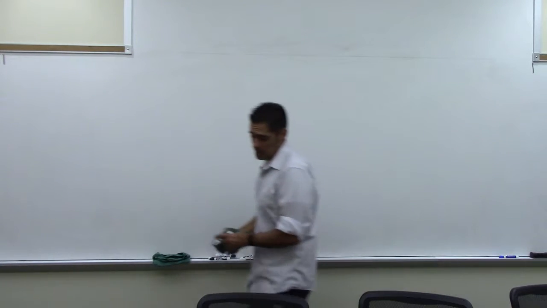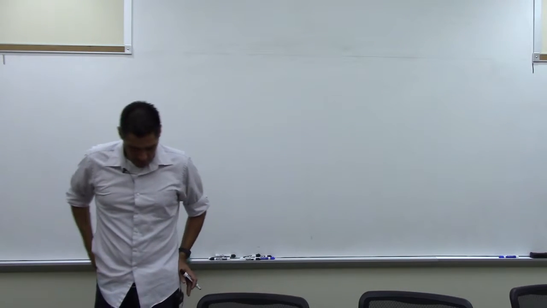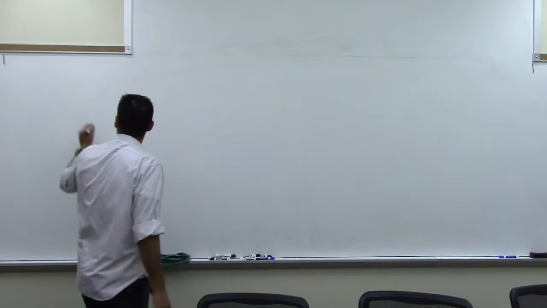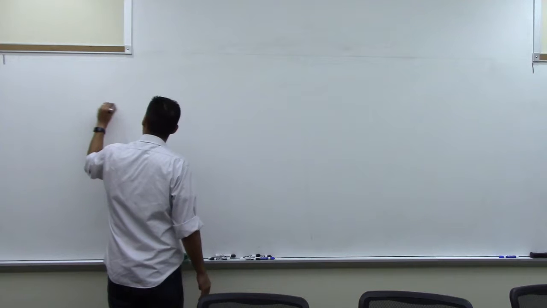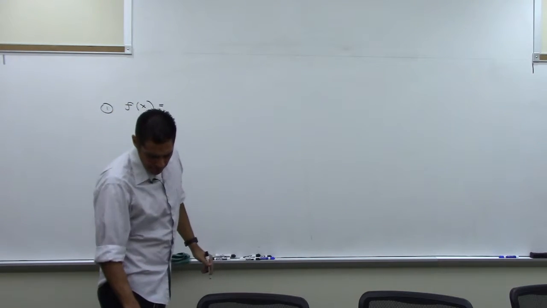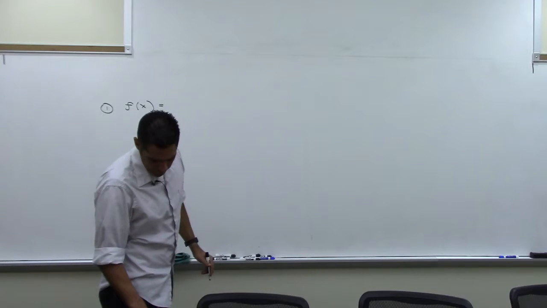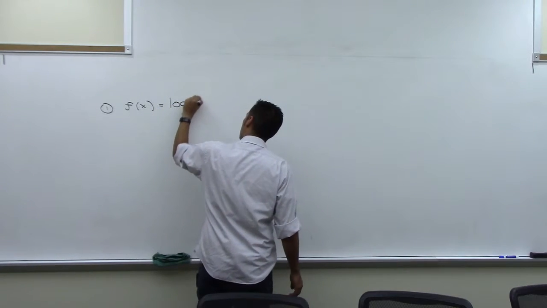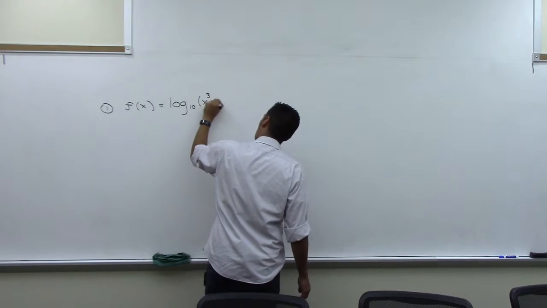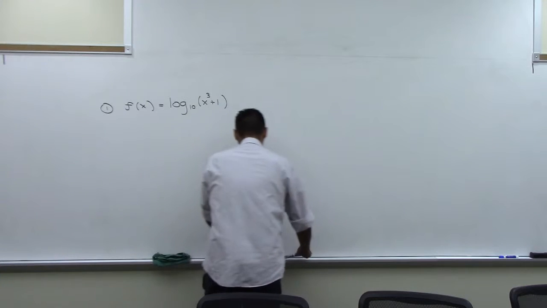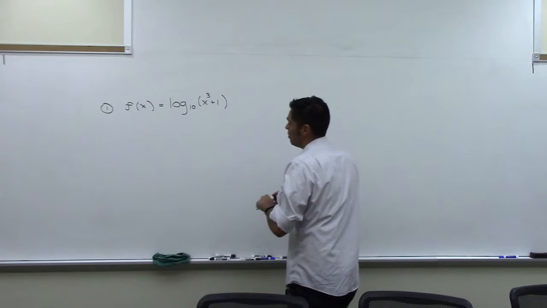There are a lot of problems in this section, so I think I won't do every single one of them. First one though, I'll do. f of x equals log base 10 of x cubed plus 1, and we're asked to differentiate the function. So I'm just going to find the derivative of this function with respect to x.